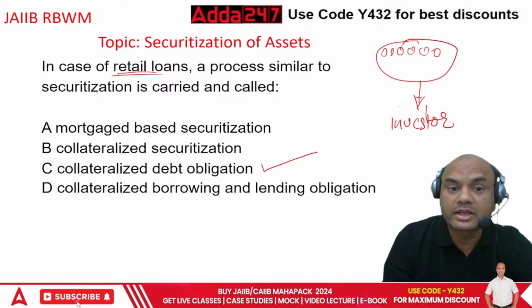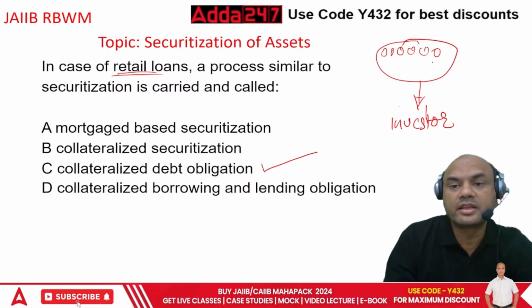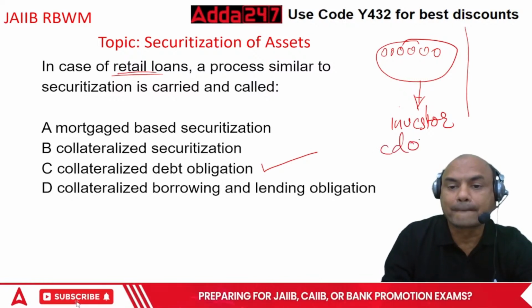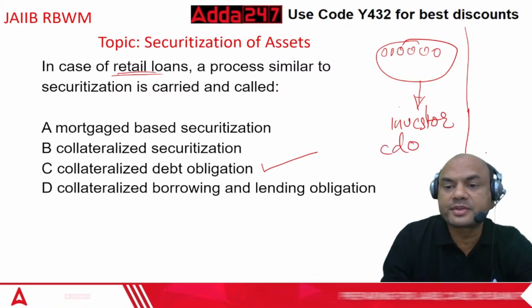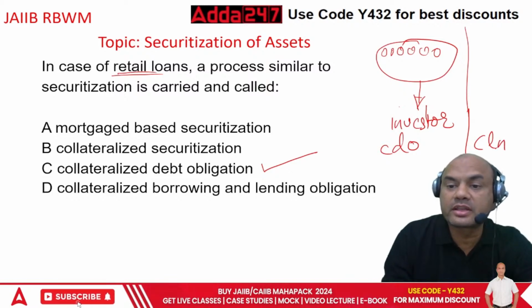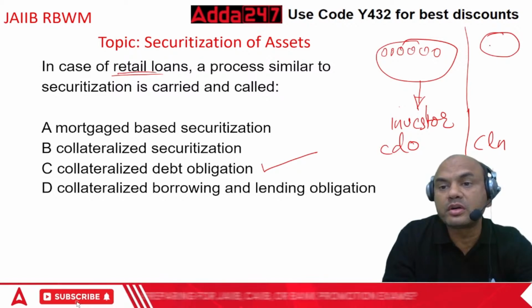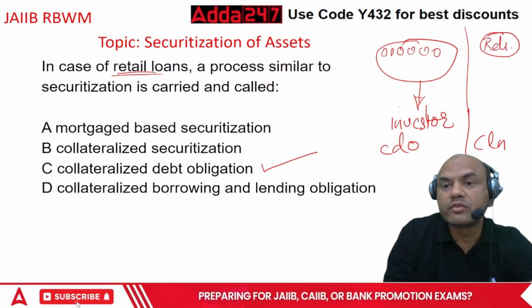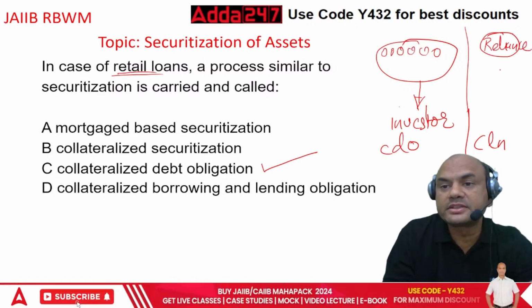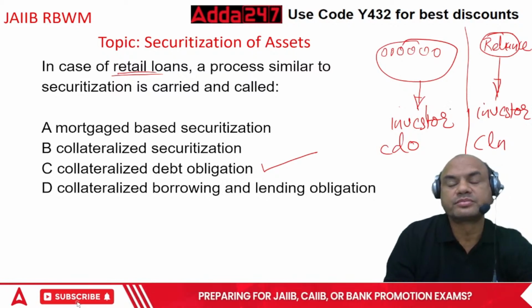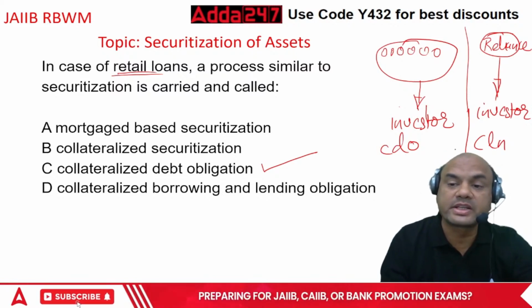There is one more, that is called CLN. In this, one loan is linked. See, this is CDO. Similarly, you have CLN. You will hear these words, CLN, credit linked notes. Here, one big loan of, let's say, Reliance, one big loan to Reliance is linked to the investor. So this is the difference between CDO and CLN.